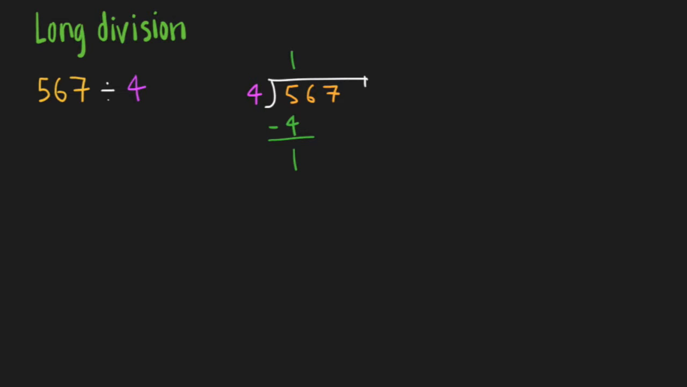Then the next digit comes down the bottom. So the next digit carries over. We get a 6 down there. Okay? How many times does 4 go into 16? Well, it goes into 16 4 times, so there's a 4 up the top. 4 times 4 is 16. We take away 16 to get 0. But we're not done yet because there's also another 7 left.